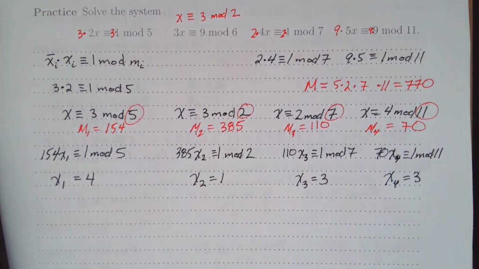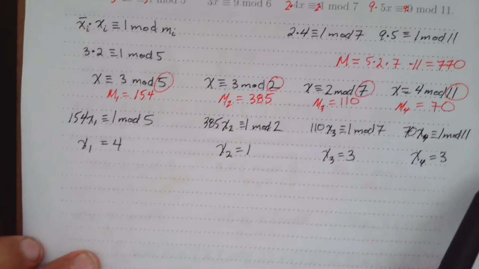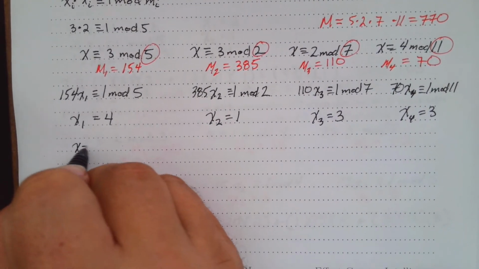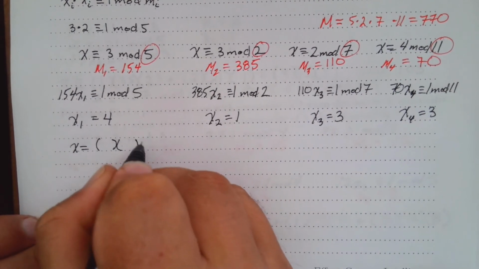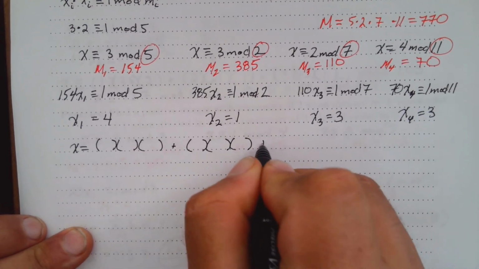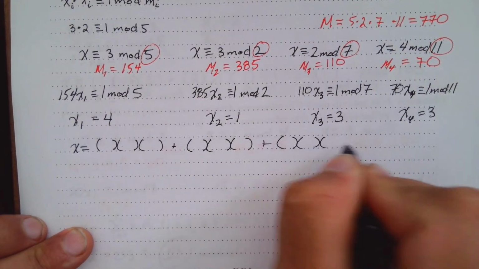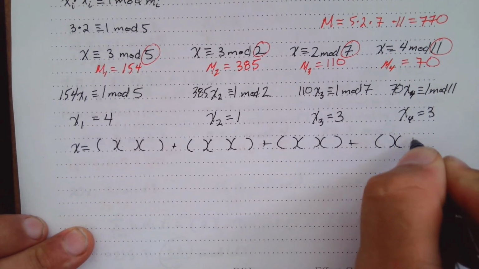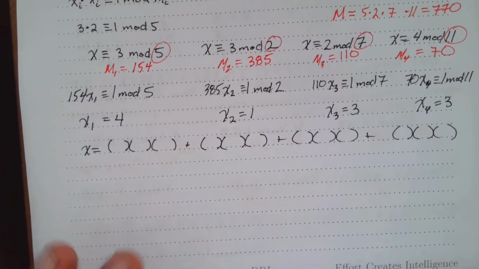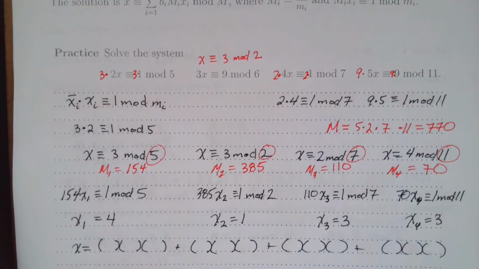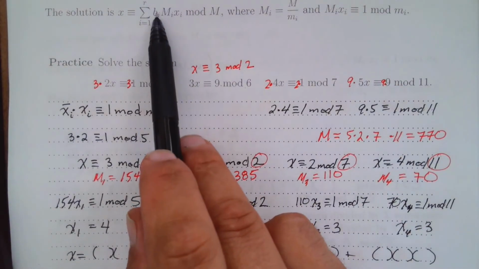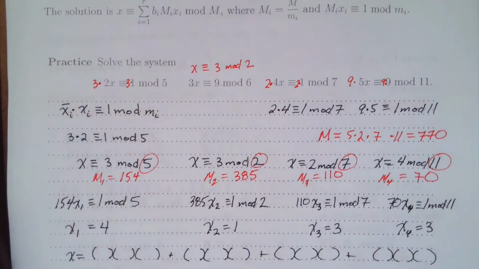Okay, so now we have these solutions. So now the next step in solving is to say that x is going to be equal to our summation of these products. Okay, so it's very useful to be nice and organized. And how do we put the numbers in for our products, right? It is going to be this summation of b sub i, m sub i, x sub i, okay?